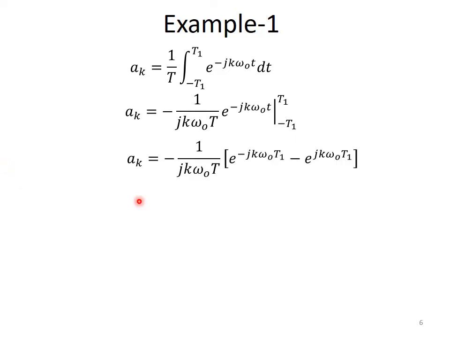So substituting the upper limit minus the lower limit, we can simplify it further, right? You can see that we have e power minus j k omega naught t1 minus e power j k omega naught t1, and we have j in the denominator. So it looks like we can convert this exponential divided by j into a sine function. We can represent this as a sine function.